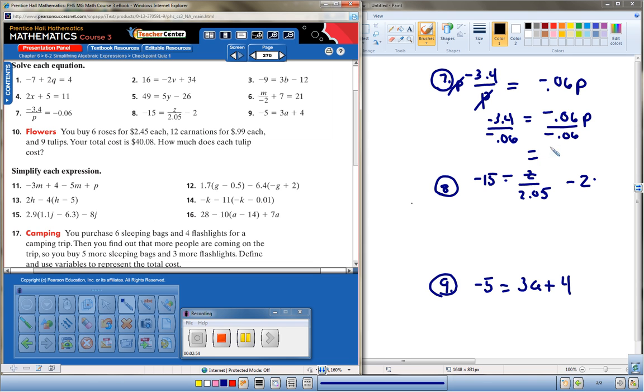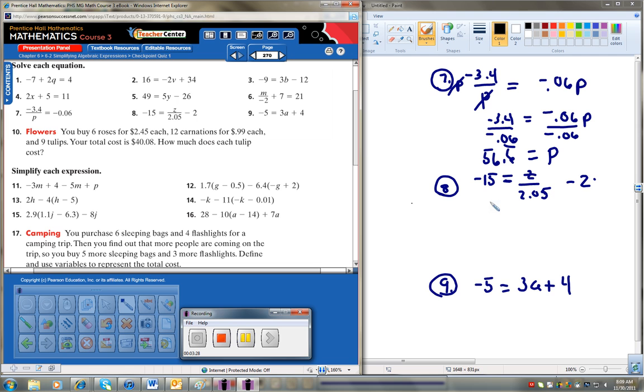And I have no idea what that's equal to, someone. Multiplying by 3.4 on both sides isn't going to do anything for you. Okay, we've got to get the p out from under the denominator. That's why I said this one was a lot different than the others. Somebody, negative 3.4 divided by negative 0.06. It's a large number that's positive. 56.6 repeating.